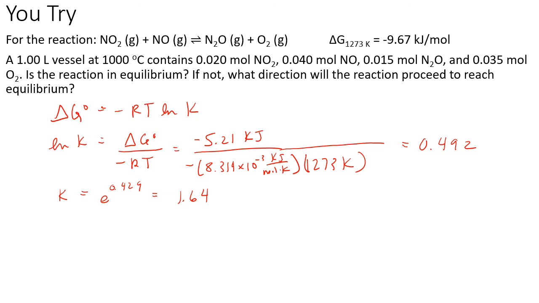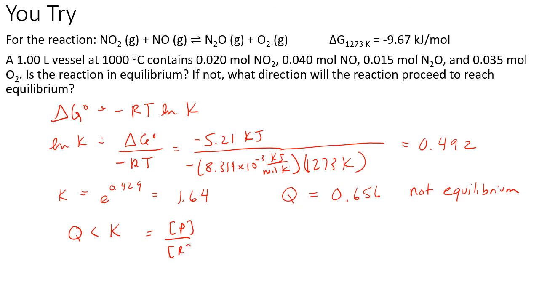Now we can compare our K value to our Q value. Just a reminder, Q we calculated previously as 0.656. So in this example, Q is less than K, and so the reaction is not in equilibrium because they're not equal to one another. And when Q is less than K, that means that Q has to become bigger. And remember, Q is a ratio of the products over the reactants. So if we want Q to get larger, we want our numerator to increase. So therefore, that must mean the reaction will have to shift to the right or towards the products to create more of them.